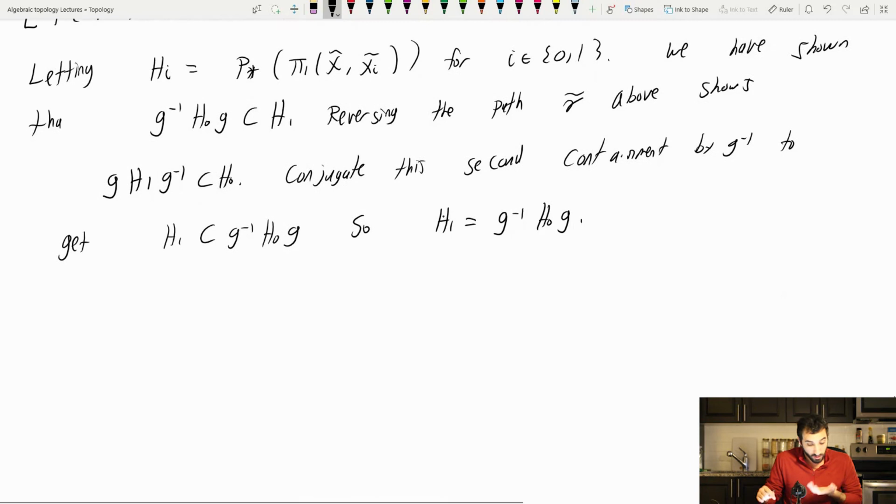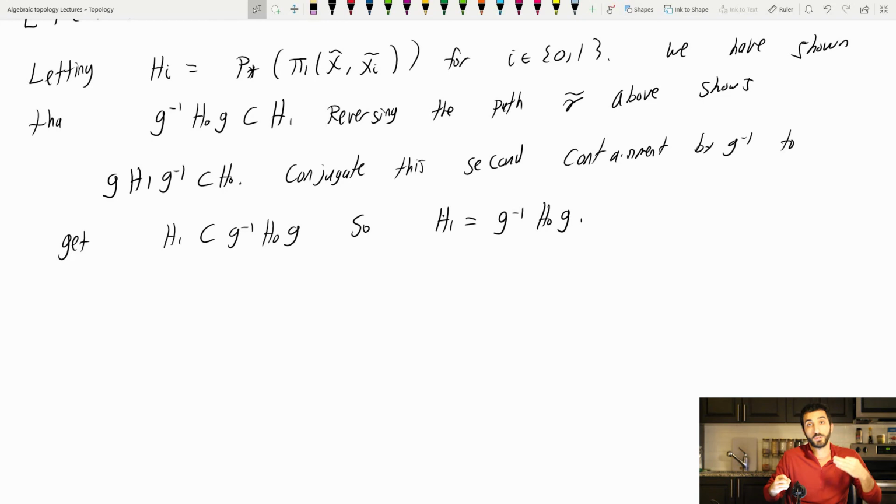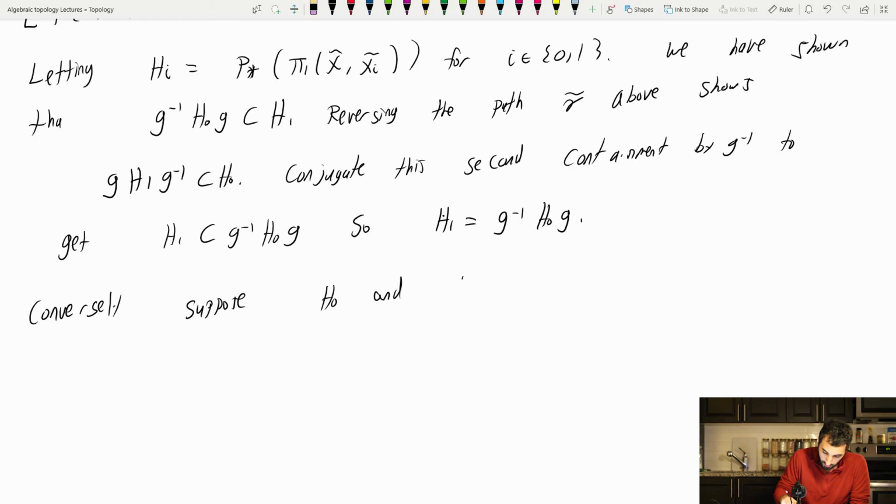Okay, so what have we just shown? We've shown that changing the base points amounts to conjugating the group downstairs. Now I want to show you that conjugating the group downstairs corresponds to changing base points. So conversely, suppose H0 and H1 are conjugate subgroups of pi 1 of X with the base point X0.